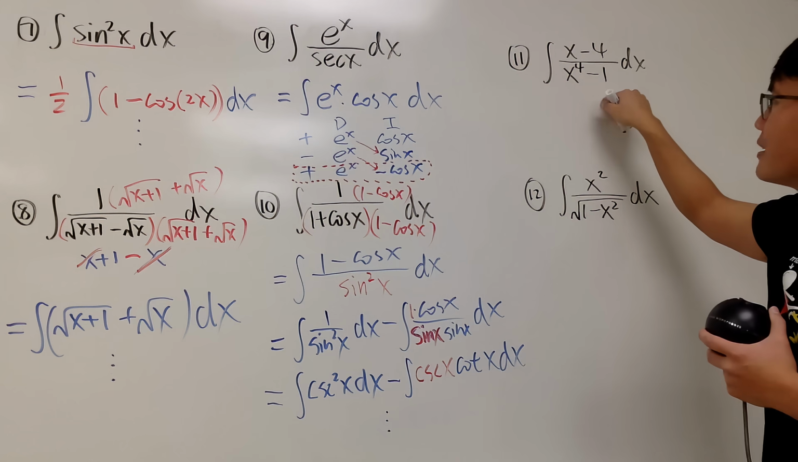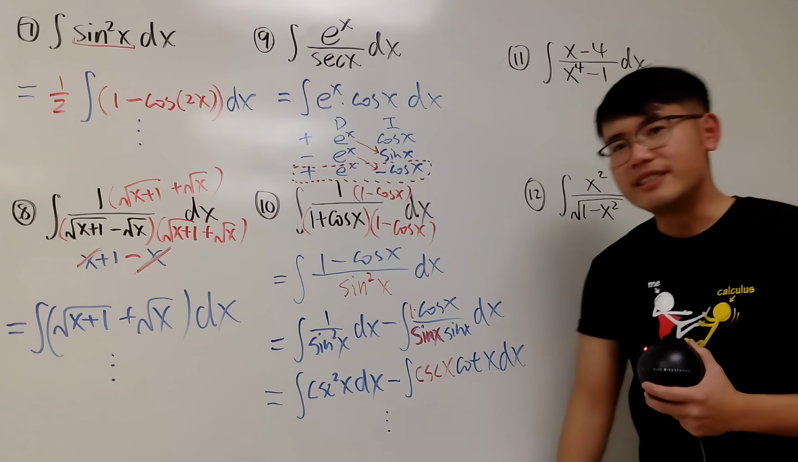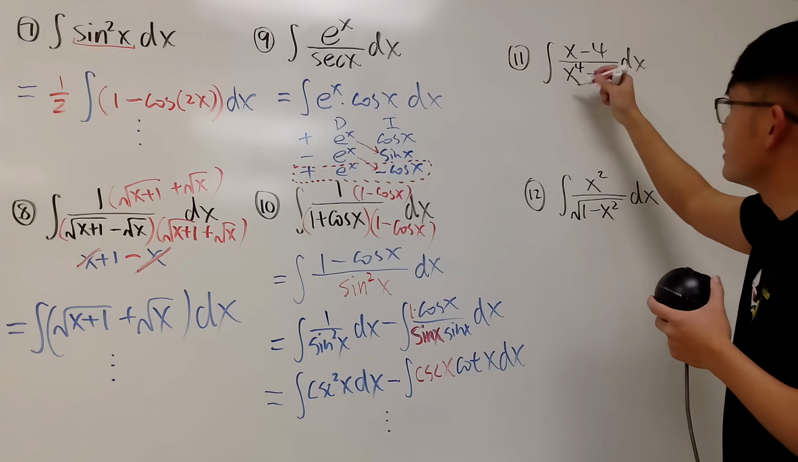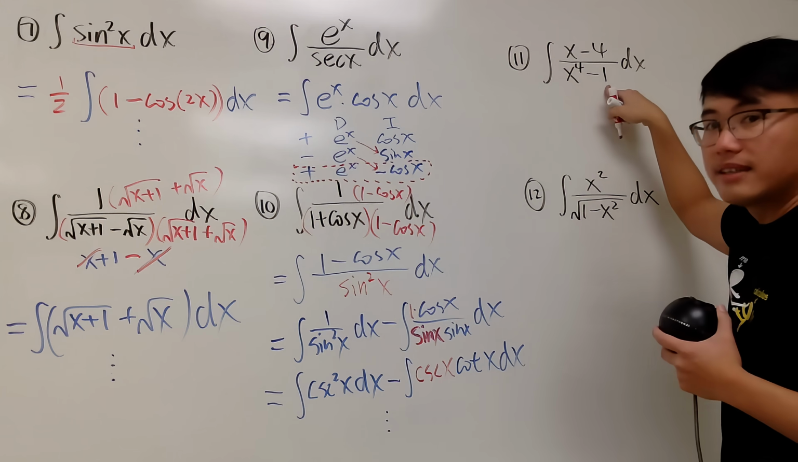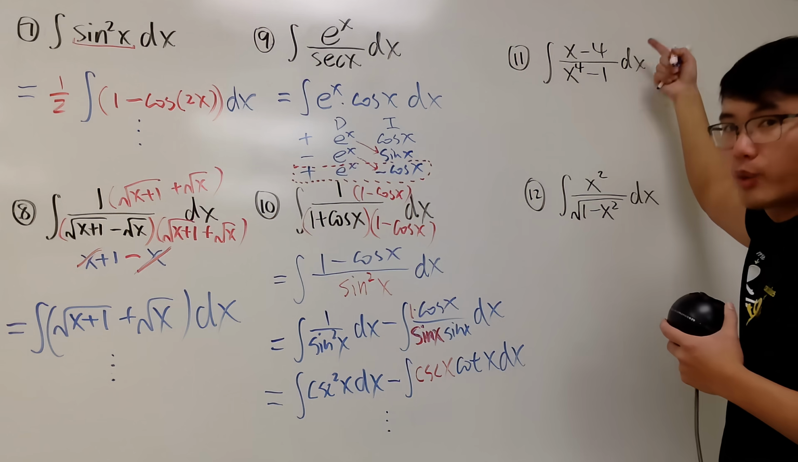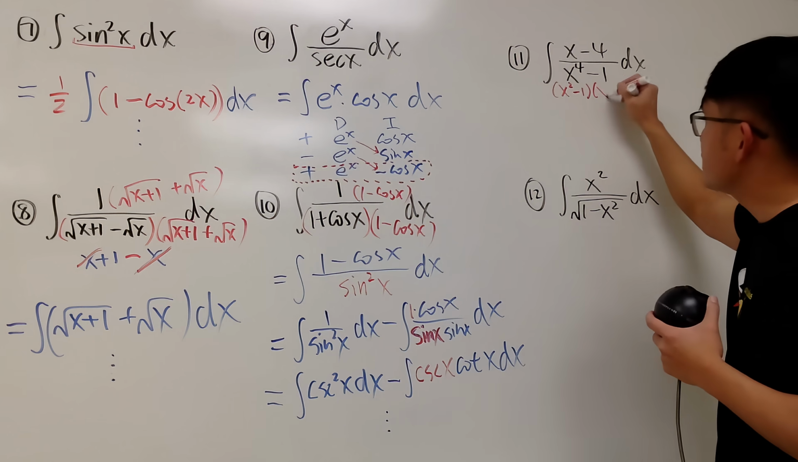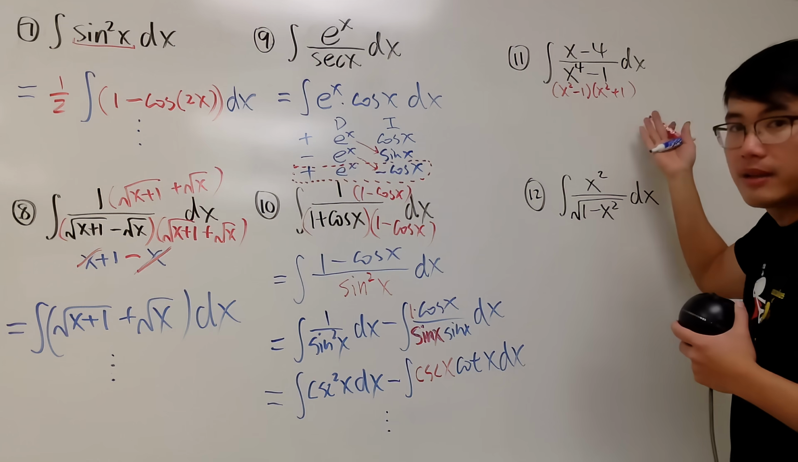The derivative of the bottom is not the same as the top. Partial fractions then, right? So let's factor the denominator. Look at this as the difference of two squares first: x squared squared minus 1 squared. So first you can factor this as x squared minus 1 times x squared plus 1, right?